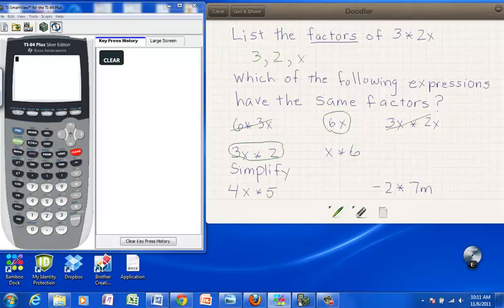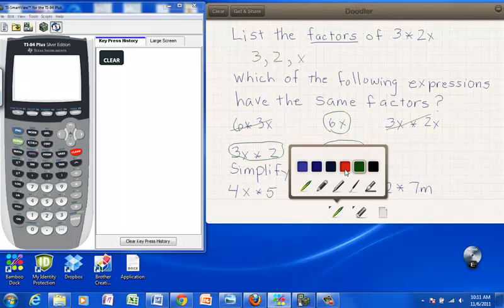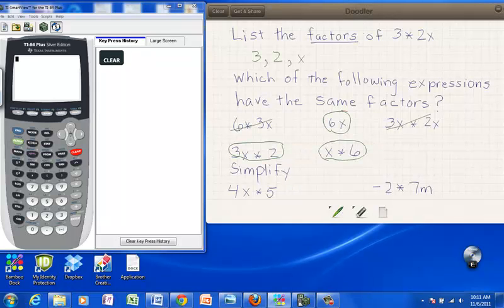Here's 1x, and again 6 is 3 times 2, so this one also has the same factors. So looking through at the 3 that have the same factors, which one of those would you say is the simplest way we could write that expression? Hopefully you said that this is the one that is written in the simplest form. So here's 2 more expressions down here at the bottom of the page. Think about how you would simplify those expressions.